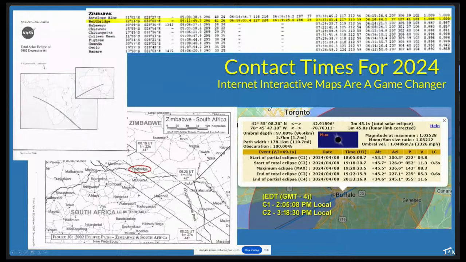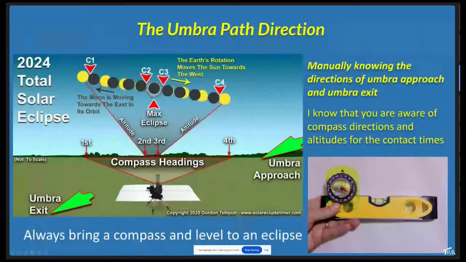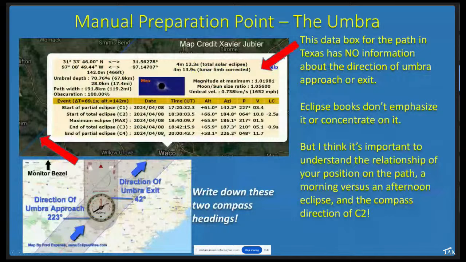And everything was either in charts or paper maps, and you had to extrapolate your contact times. So there was some error. The one thing I wanted to talk to you guys about in terms of enjoying an eclipse is understanding the umbra path direction manually, again, back to manually knowing what to do during an eclipse. I know you guys know the contact times and the compass directions and the altitudes, but what I want to talk about is the umbra approach and umbra exit direction, because you have to do this manually.